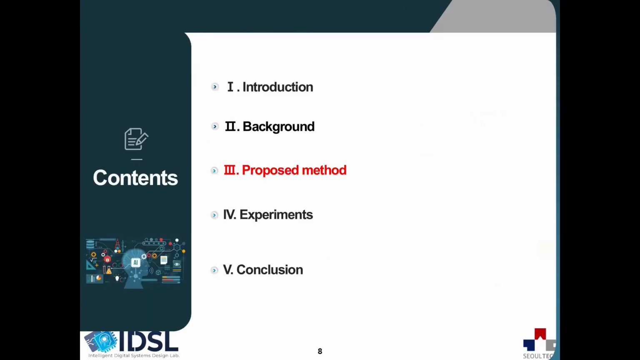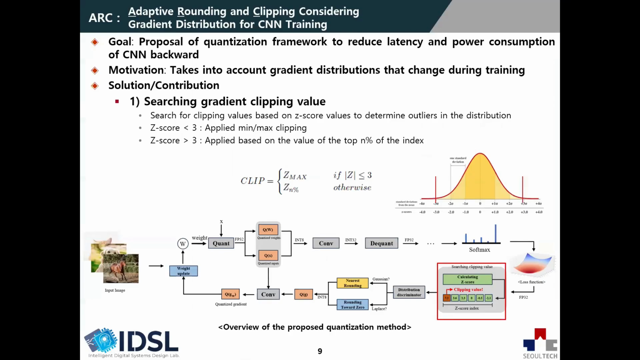Next is the proposed method. Our goal is to propose a quantization framework to reduce the latency and power consumption of CNN backpropagation. To consider the changing gradient distribution during training, we propose a clipping value exploration method. We calculate z-score to identify outlier in the distribution. Traditionally, in statistics, values with a z-score greater than 3 are considered outliers. Therefore, if the maximum z-score value is less than 3, we apply the min-max clipping method. If the z-score value is greater than or equal to 3, we use the top N percent of z-score indices as the clipping value.